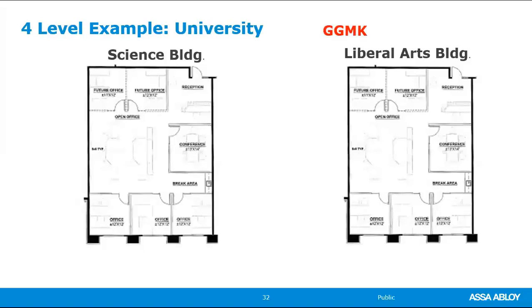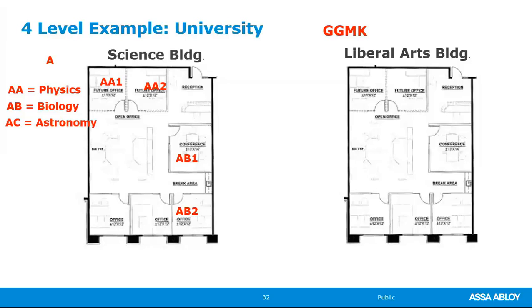We have a great grandmaster key. This is a university. Universities are typically under 4 levels. My A grandmaster key will work the science building. And in the science building, we have physics, which would be under the AA master key. We have biology, which would be under the AB master key. And we have astronomy, which would be under the AC master key.